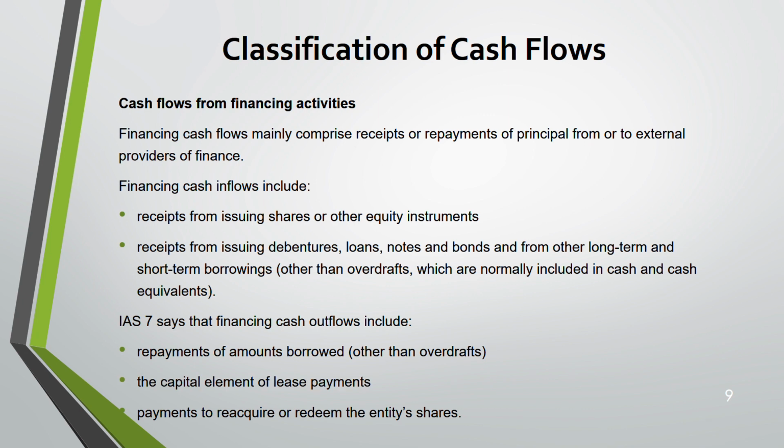IAS 7 says financing cash outflows include these things. These are outflows. The previous two were inflows. Outflow is what? If you are repaying the amount of the loan, cash is going out, it's an outflow. But not overdraft. Remember, overdraft is not part of financing activity. If you are making a capital element of lease payment, that is an outflow, and payment to reacquire or redeem the entity's shares is also an outflow. Okay.